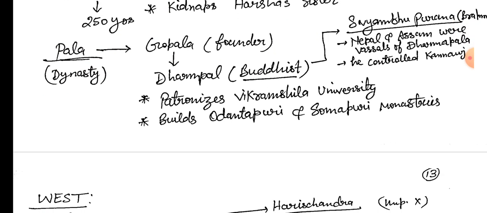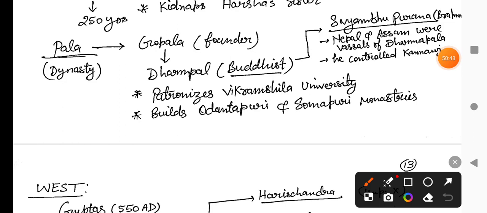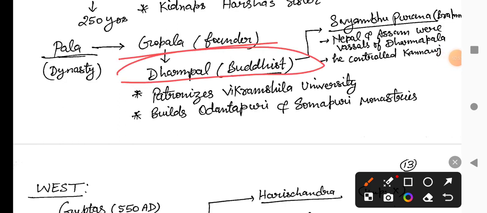Okay, and after Gopala, Dharmapala, who was a follower of Buddhism, and Swayambhu Parmar Brahmin was a Brahmin, and Nepal and Assam were vassals of Dharmapala. He controlled Kannauj.